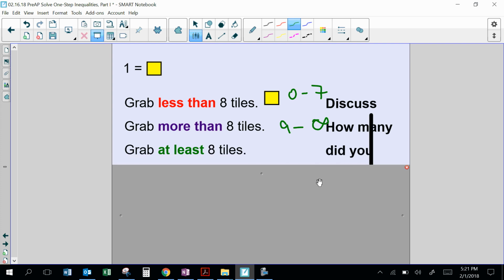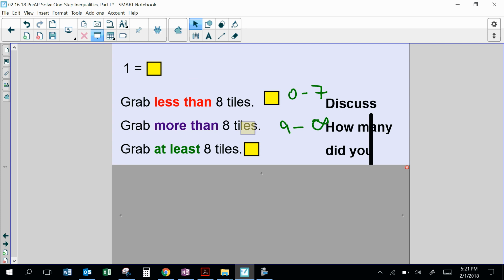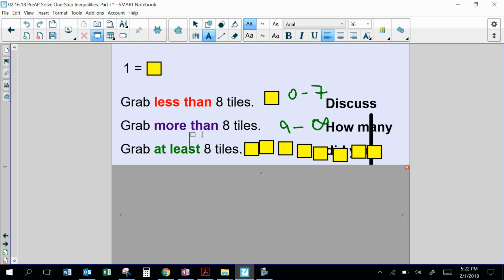Next one. Grab at least 8 towels. At least. Let's see what that means. I need to grab at least 8. Is 2 the least I can? No. 3, 4, 5, 6, 7. Is 7 enough to meet this? No. The least I can grab is 8. But I can grab more. So this would be from 8 to infinity, to more, wherever the limit of the bag is. I can grab 8 and continue on. Less than and more than is something you should have seen in 5th grade or younger. At least is something we start in 6th grade.